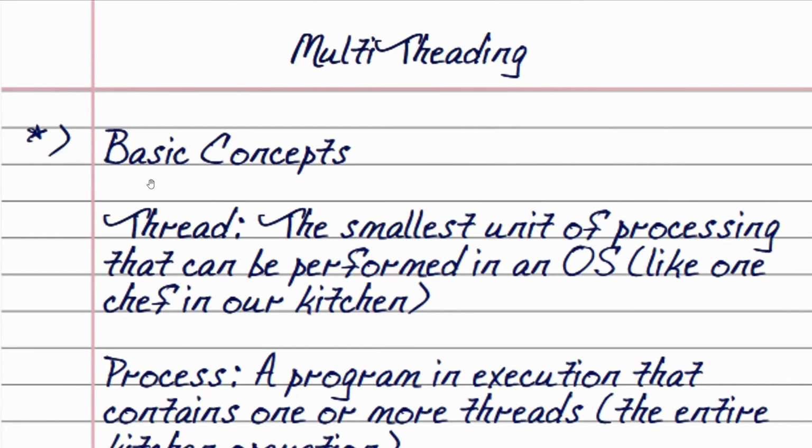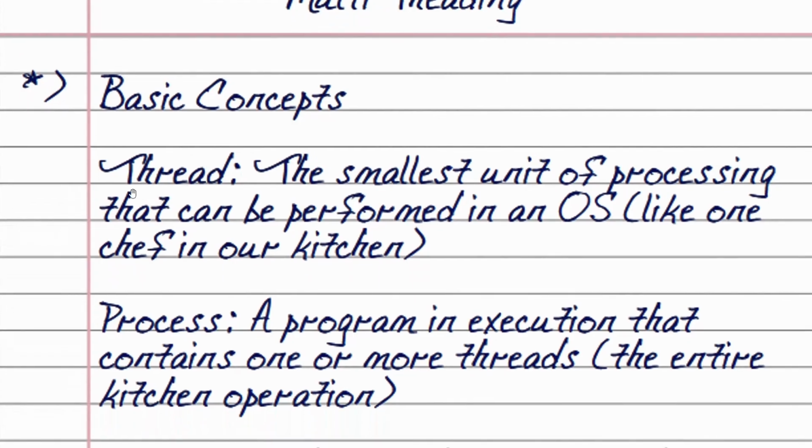Let's see some basic concepts. So first is thread. The thread is the smallest unit of a CPU that can perform in an OS. The thread is also a basic unit of a CPU, and it is well known for its independent execution. How can we create a thread in Java? First is by extending the Thread class itself, and second by implementing the Runnable interface. So there are two ways to create a thread in Java.